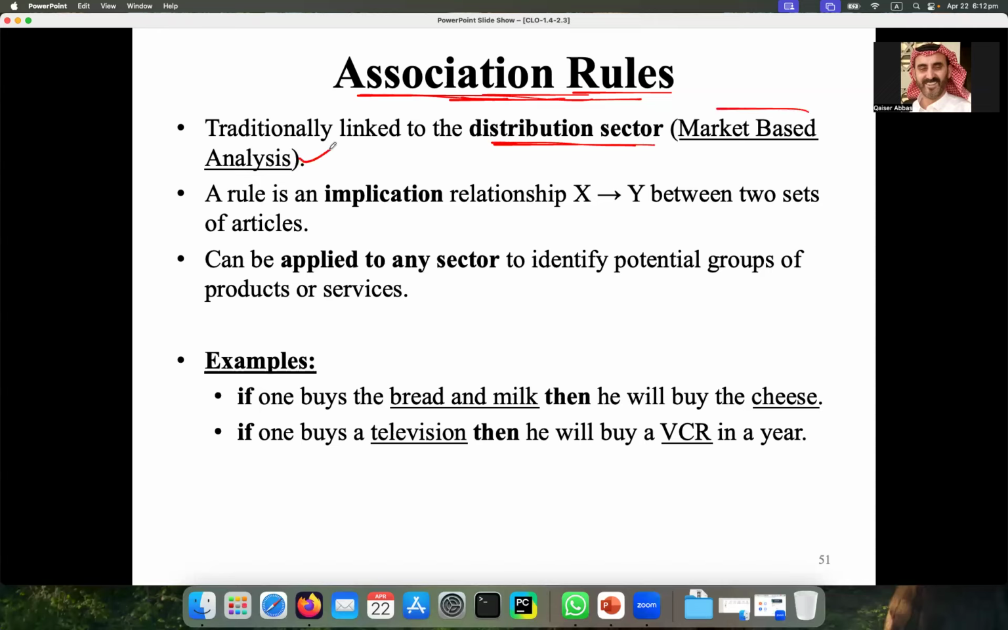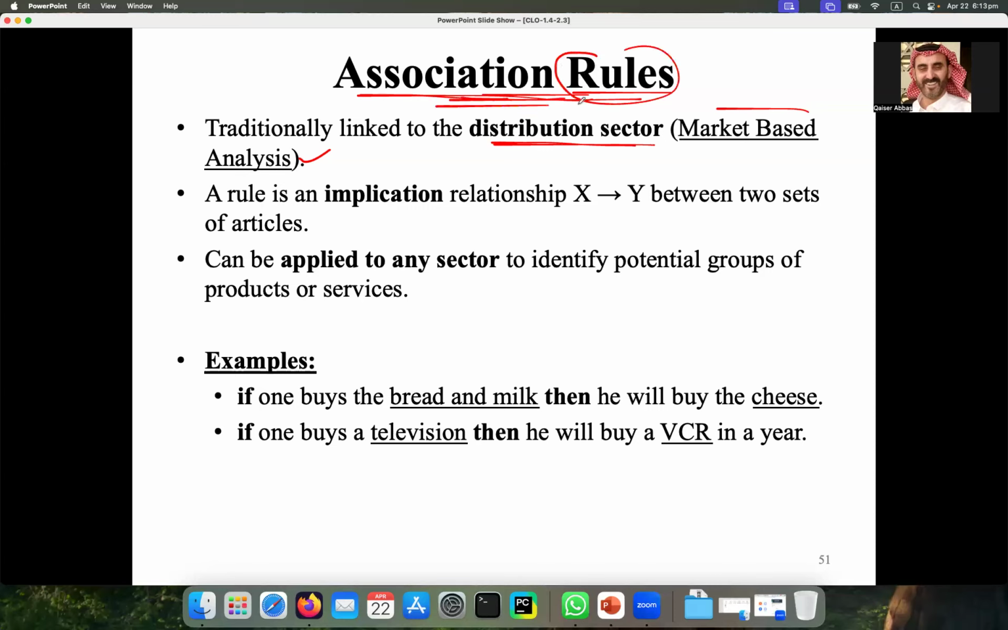So this is a kind of market-based analysis. This technique is basically for market-based analysis, where you are selling your products, and from your sales data, you can extract different things, and based on those things, you can make different decisions. And those decisions can enhance your business. So then how can we write these rules?